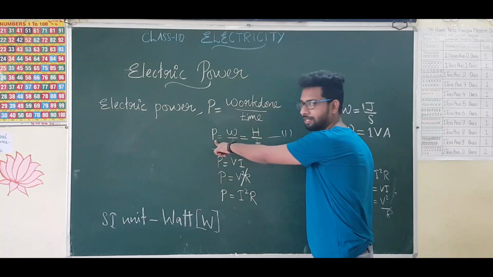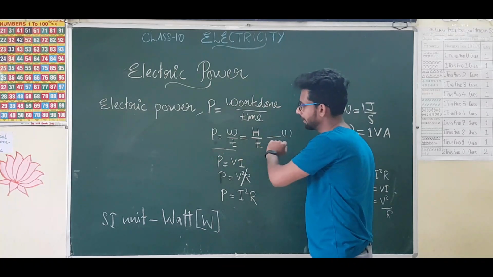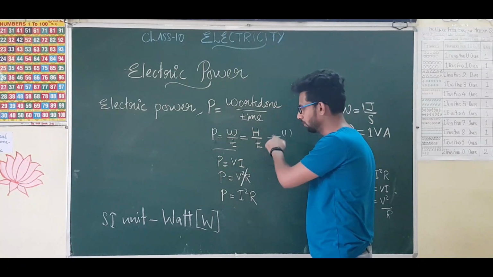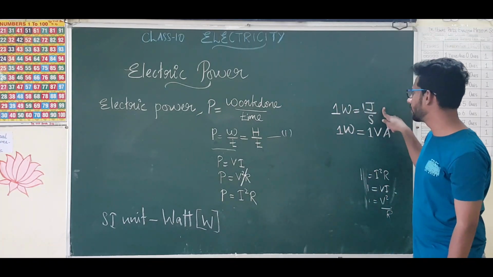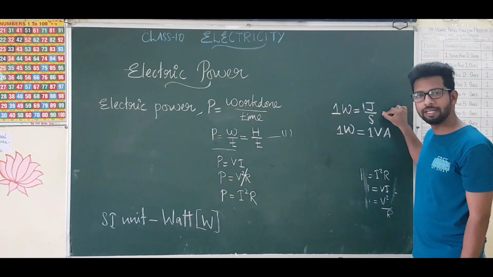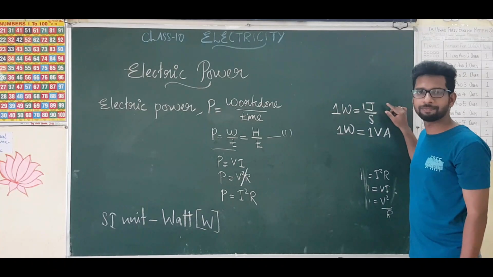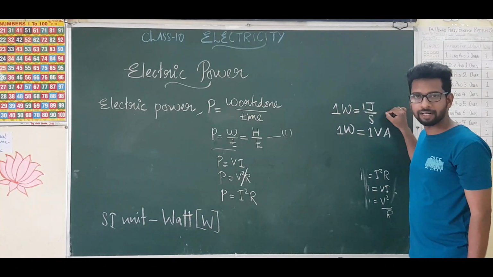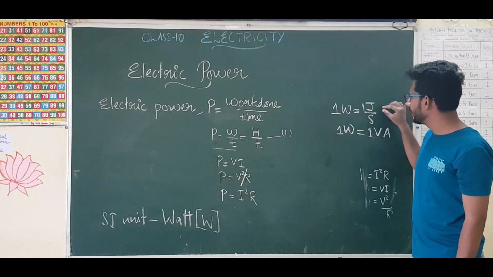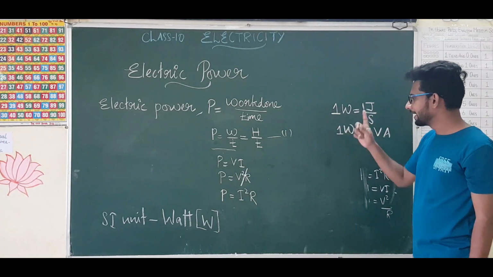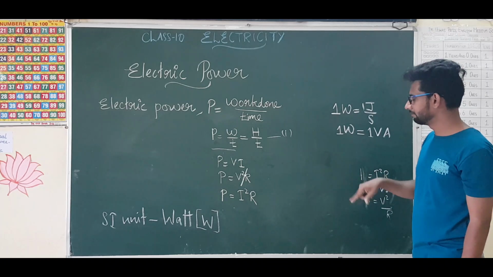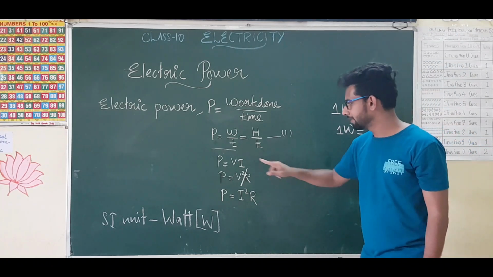The unit of power is watt. So 1 watt equal to, what is the unit of heat? That is Joule. Then what is the unit of time? Second. So 1 watt can be written as 1 Joule per second. This equation is not mentioned in your textbook, but you can expect a choose-the-correct-answer question in the board exam. So 1 watt equal to 1 Joule per second. This is one option. Then according to the definition of watt, use this equation P equal to VI.